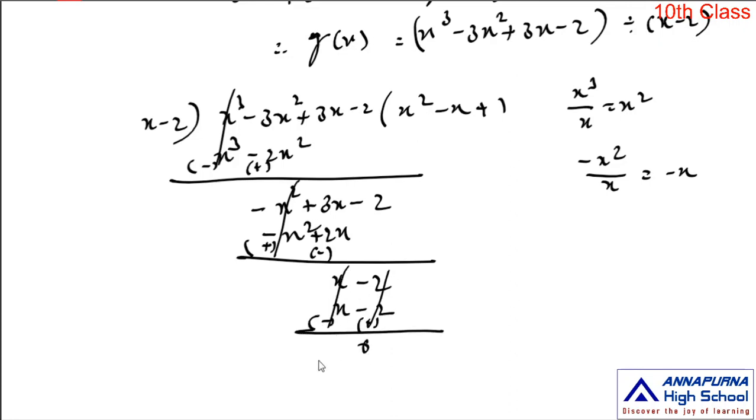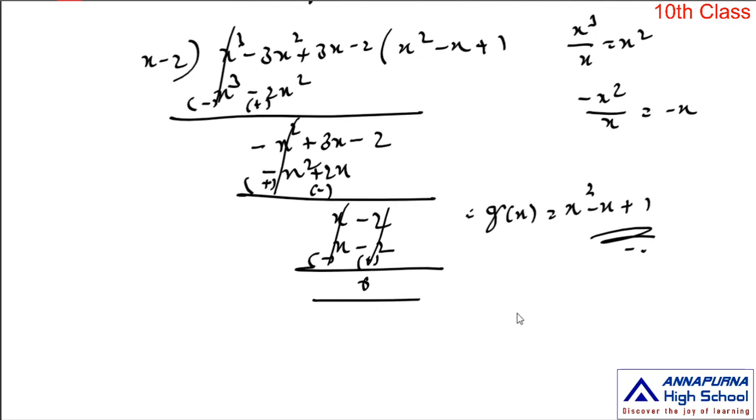So the remainder is 0. That means, therefore, g of x is equal to the quotient x square minus x plus 1. So this is the fourth one. Here also we apply the division algorithm to find that divisor. Okay, let's come to the next one.